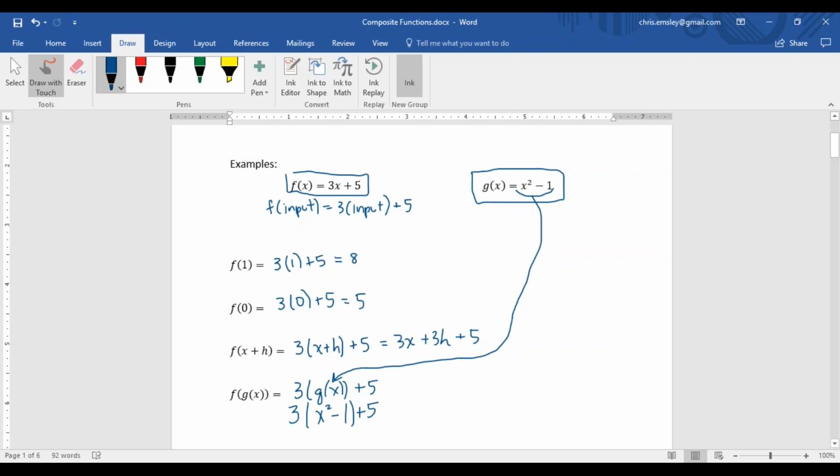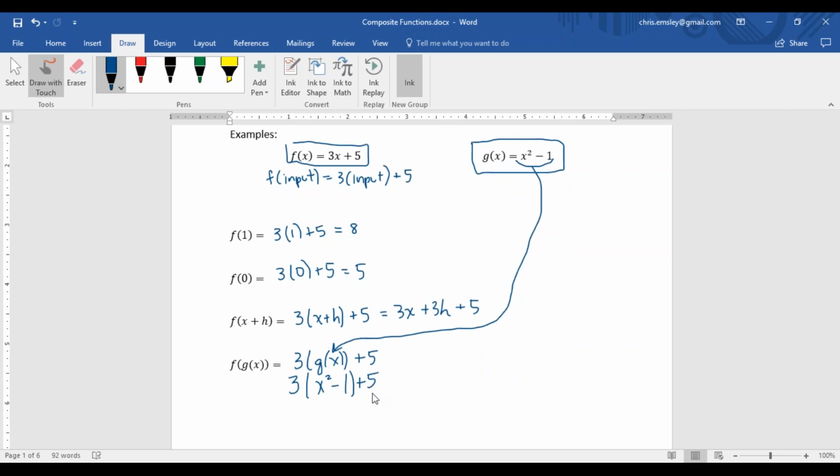Here we will distribute because we can do a little combining of like terms. We get 3x squared minus 3 plus 5, which is 3x squared plus 2. And that is our composite, f of g of x. So if I wanted to label it, there it is. There's our composite.